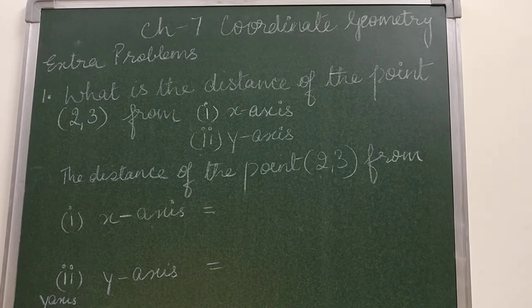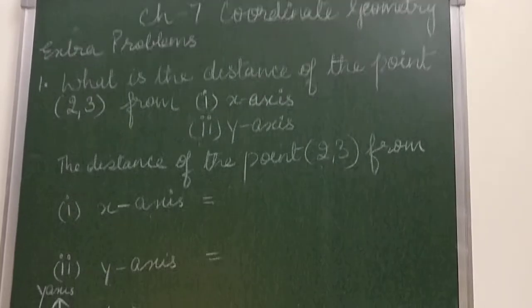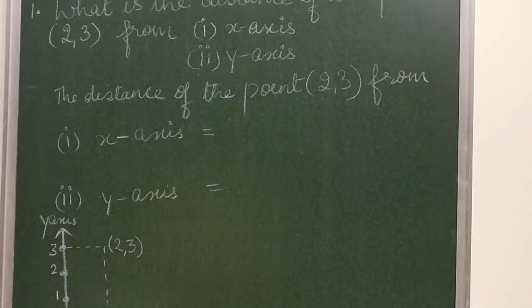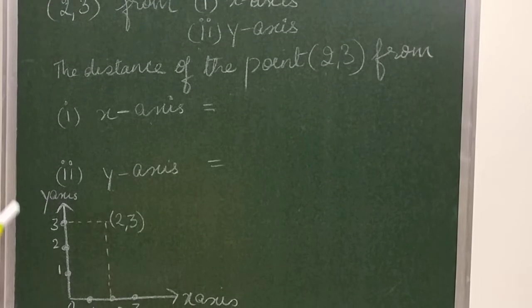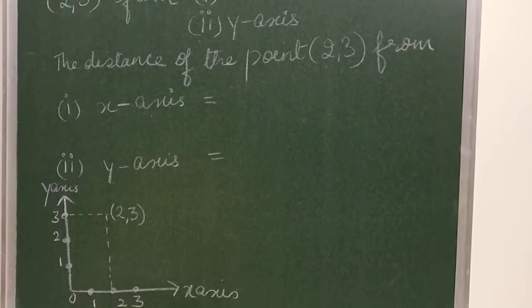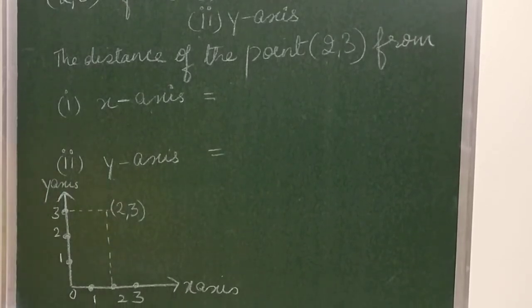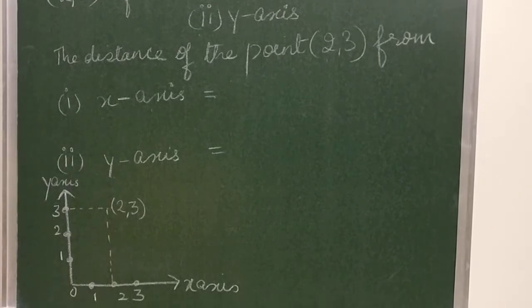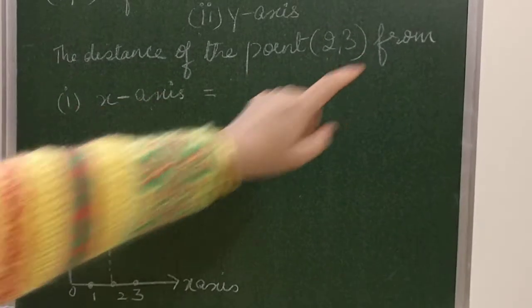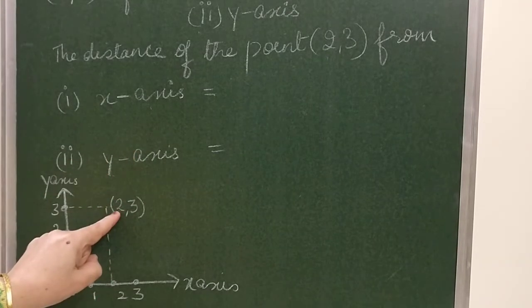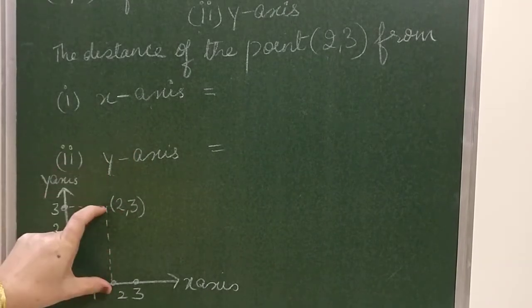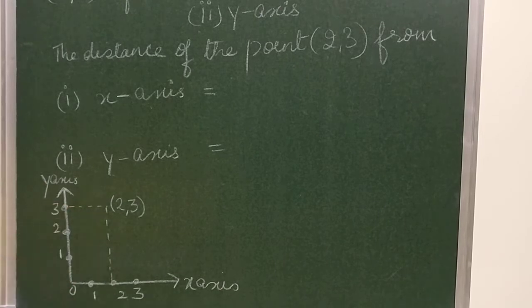First question, what is the distance of the point (2, 3) from the x-axis? First part. Second part from the y-axis. So let's see here in the graph. You have a graph over here, then the point is (2, 3). This is the x-axis and this is the y-axis. So the question is the distance of the point (2, 3) from the x-axis. So this point's distance from the x-axis will be 3 units, right?